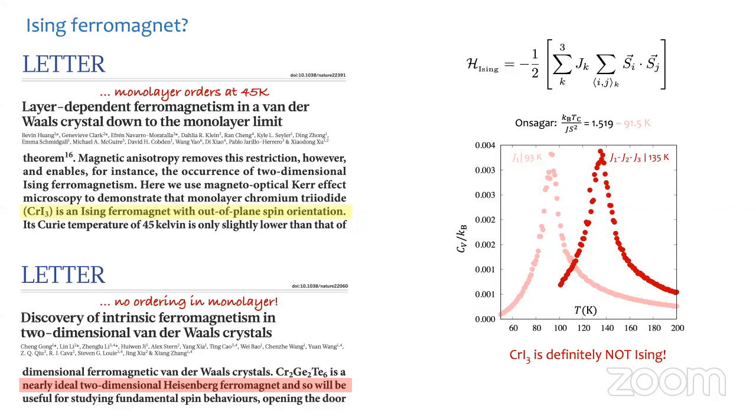So what we understand is that CrI3 is definitely not Ising. Also, without this calculation, we have some understanding of why it should not be Ising. When you do calculations, you also see that it's definitely not Ising.